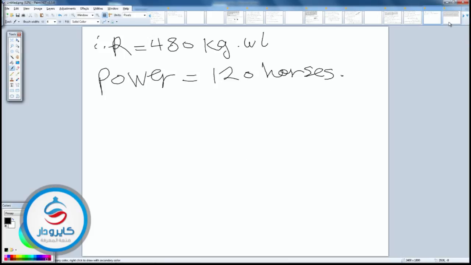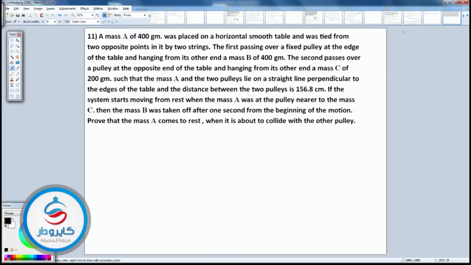Question number 11. A mass A of 400 gram was placed on a horizontal smooth table and was tied from two opposite points in it by two strings. The first passes over a fixed pulley at the edge of the table and hangs from its other end a mass B of 400 gram.